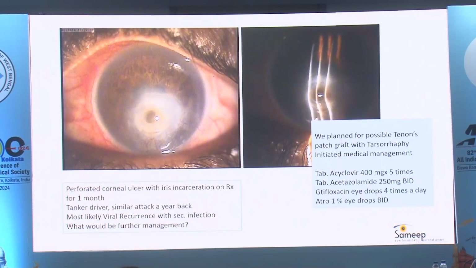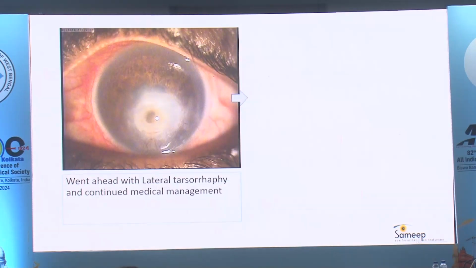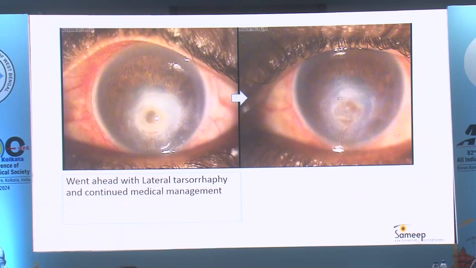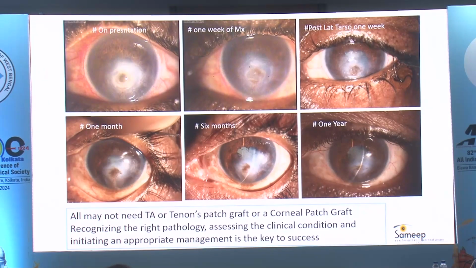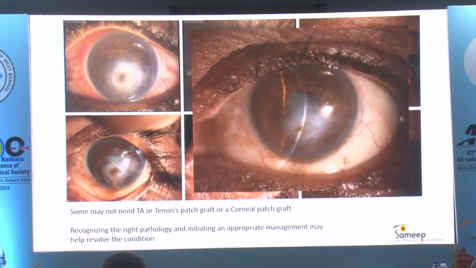Systemic and topical antivirals and antibacterials covered the management part. And you see that in the follow-up, the area is showing clearance and the vessels are running in, the area has started showing healing, and this is how it started healing. So only a tarsorrhaphy also many times can help in taking care of such ulcers. It's not necessary that every time we have to use a tissue adhesive or a tenons patch graft. Sometimes, if this kind of presentation is there, even a tarsorrhaphy can help in healing these areas.